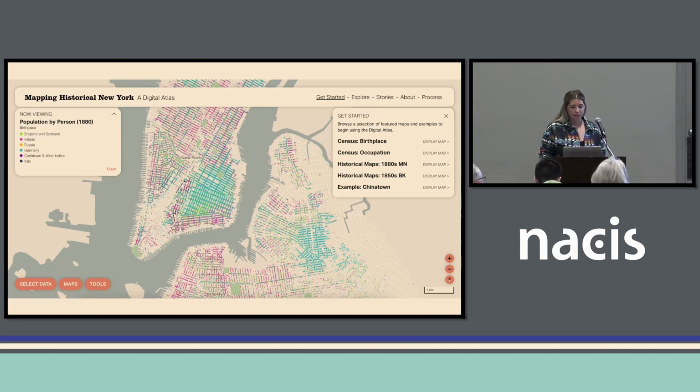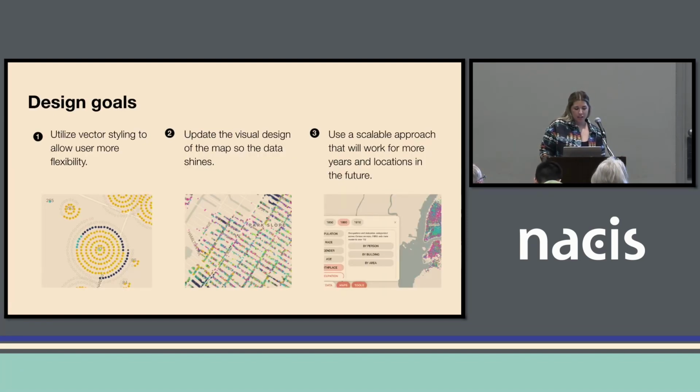I'll talk more about the differences between the building view and the aggregated view, but just some data things that we wanted to show, things that were in the data that were not visible in the previous version of the map, when it comes out in the next week or two. So our design goals for this redesign were first to utilize vector styling. There are a lot of points on the map, as you might imagine.